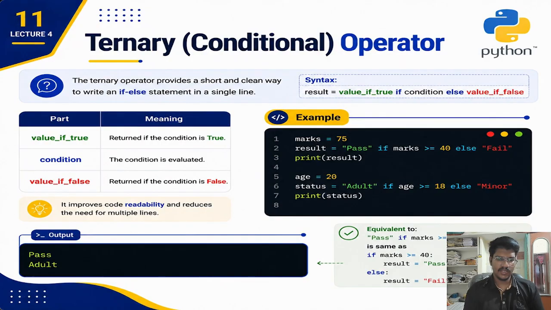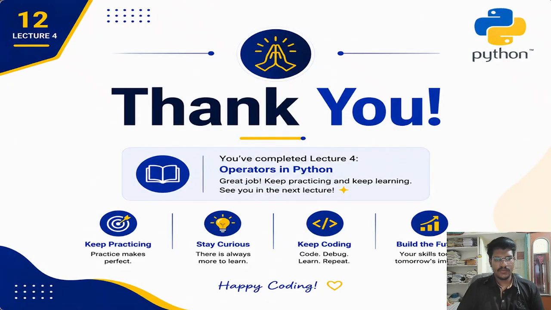Now that brings us to the end of our comprehensive lecture on Python operators. Let's take a moment to recap everything we have covered today. First of all, we have covered arithmetic operators like plus, minus, star, slash, modulus, double slash for floor division, and double star for exponent. These are for doing math.